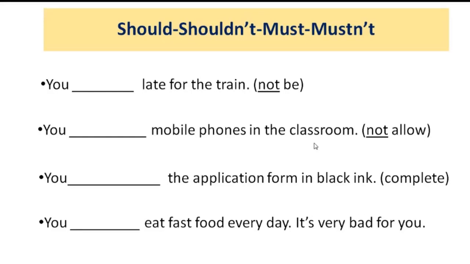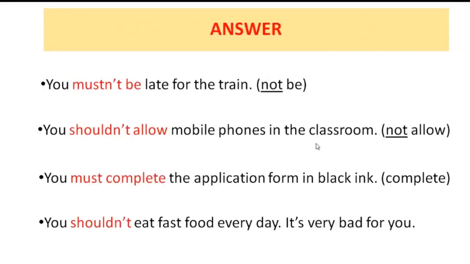Let's have a look at it together then. The answers. You mustn't be late for the train. Okay. It says not and be. It means that you have to make the sentence in a negative form. You mustn't be late for the train.